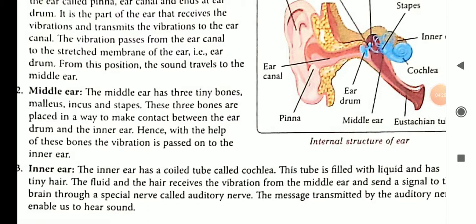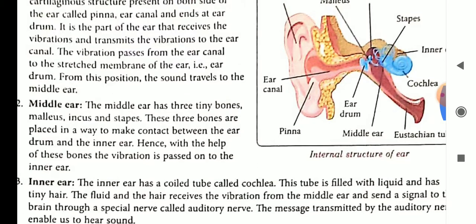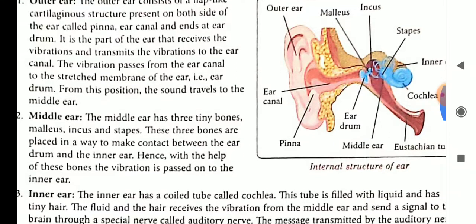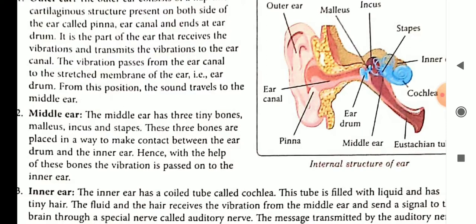So, we will now describe the working of the ear. It is the sound waves which are collected by the pinna of the outer part of the ear. These sound waves pass through the ear canal and fall on the eardrum. When the sound waves fall on the eardrum, it starts vibrating back and forth rapidly. The vibrating eardrum causes the small bones to vibrate.